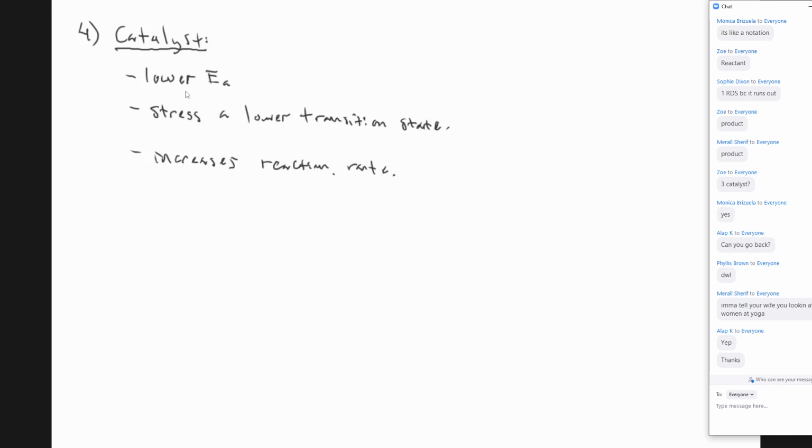And at the end, the matchmaker is free to make more matches. It is not consumed in the reaction. So these are all the things that the catalyst does, right? In your system. Lower energy state, you don't have to put yourself out there to find somebody. Someone else is going to do it for you. Your parents.